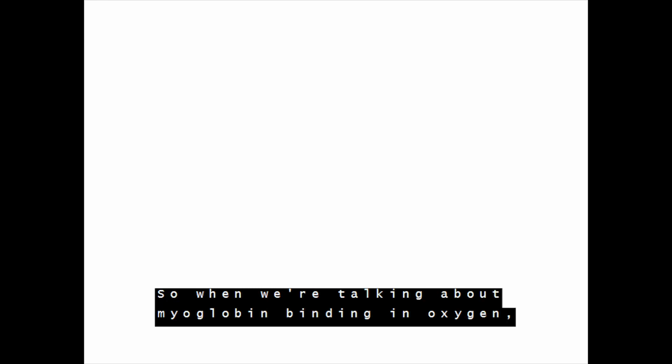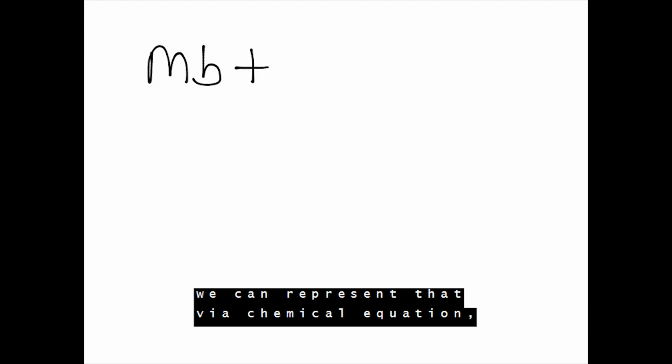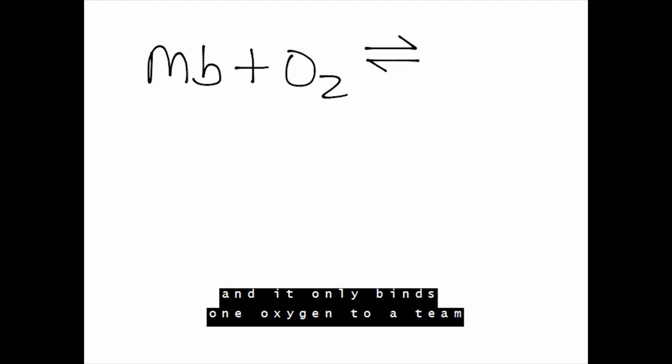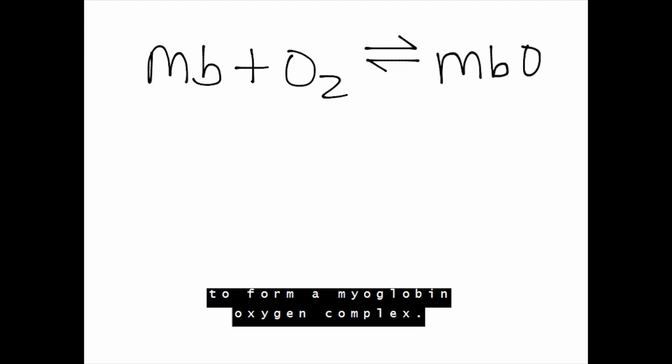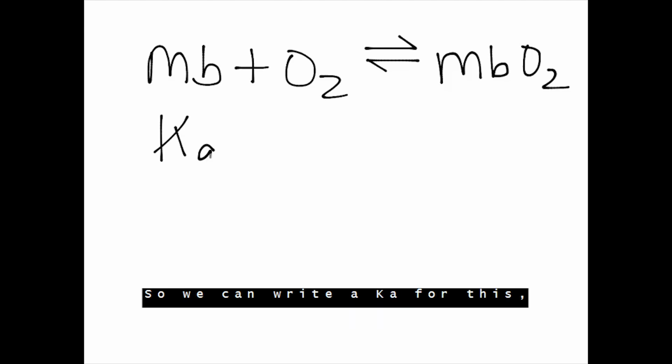So when we're talking about myoglobin binding oxygen, we can represent that via a chemical equation. Myoglobin plus one oxygen, because we know that myoglobin functions as a monomer and it only binds one oxygen to its heme, to form a myoglobin-oxygen complex. So we can write a Ka for this.